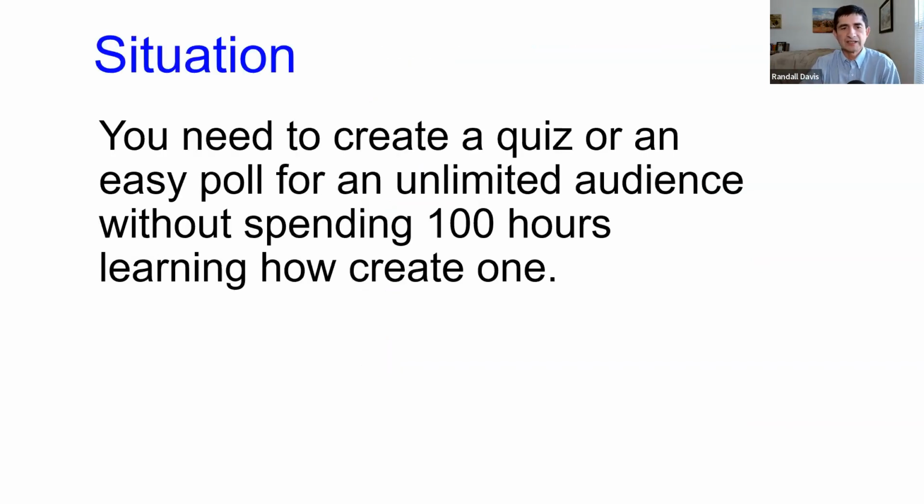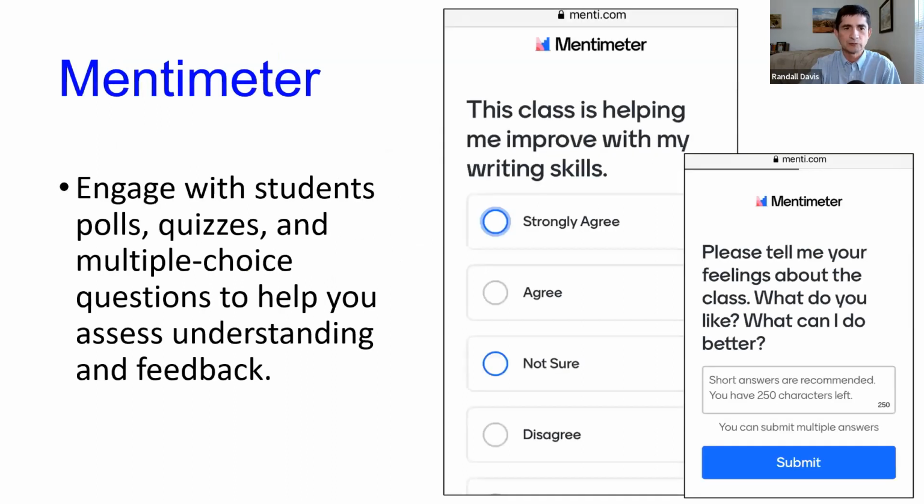The next service that I'd like to talk about is, let's imagine that a lot of these different services have limitations on the number of people that can answer. But imagine you want a quick poll for an unlimited number of students that you don't have to spend a year to create. And one of the things I really like is something called Mentimeter. And what you see on the screen is what a short poll would look like with your phone. The nice thing is that you can create a variety of different types of questions. With the free version, you're limited.